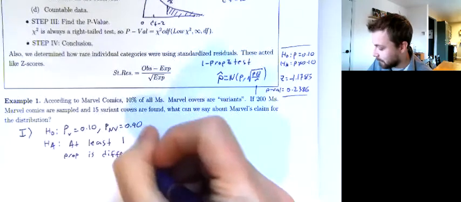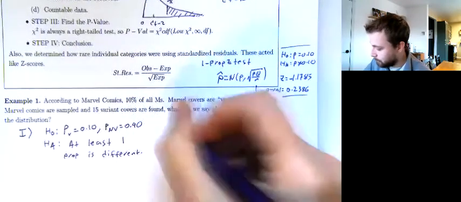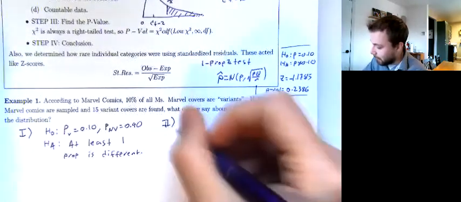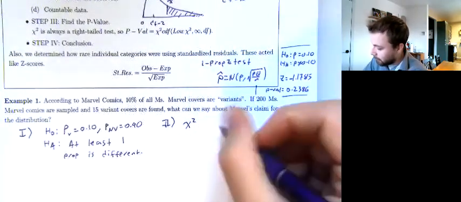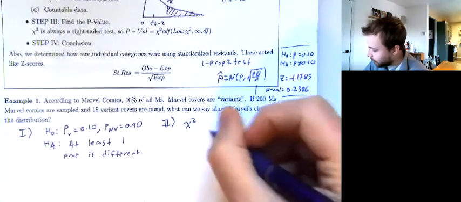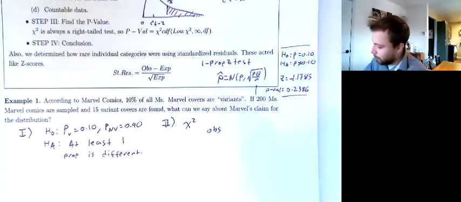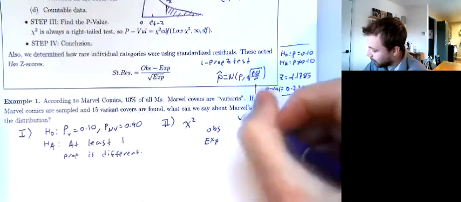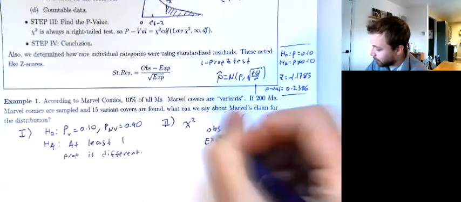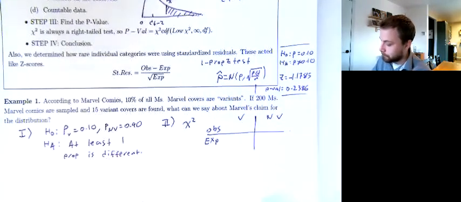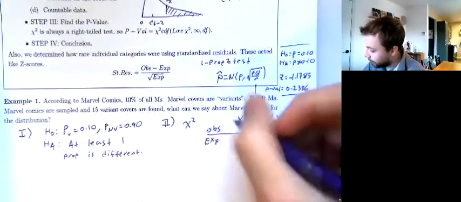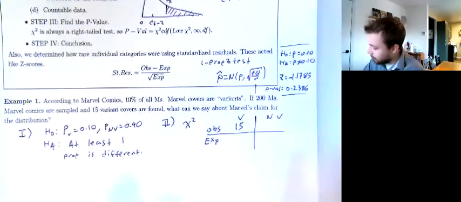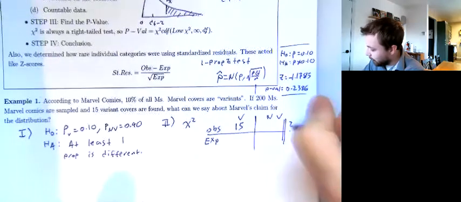So let's look at the second step. And when I'm doing the second step, I personally find it helpful coming up with the model to make a small table with what the observed values are, what the expected values are for both the variant covers and the non-variant covers. We observed 15 out of 200 that were these variants.